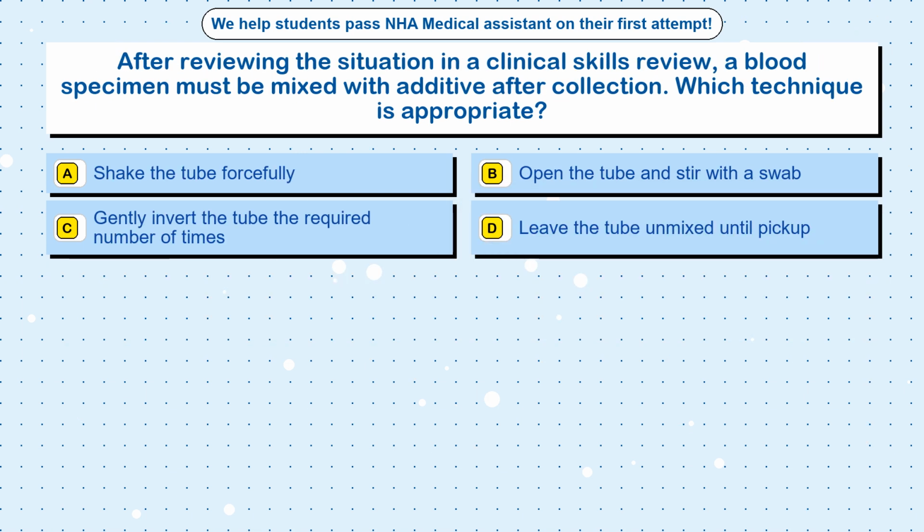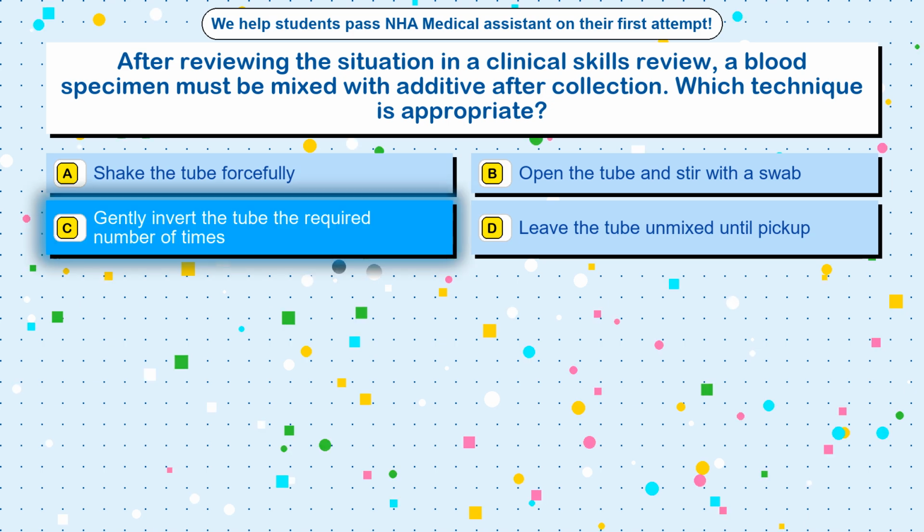Question 27. After reviewing the situation in a clinical skills review, a blood specimen must be mixed with additive after collection. Which technique is appropriate? Option A, shake the tube forcefully. Option B, open the tube and stir with a swab. Option C, gently invert the tube the required number of times. Option D, leave the tube unmixed until pickup.